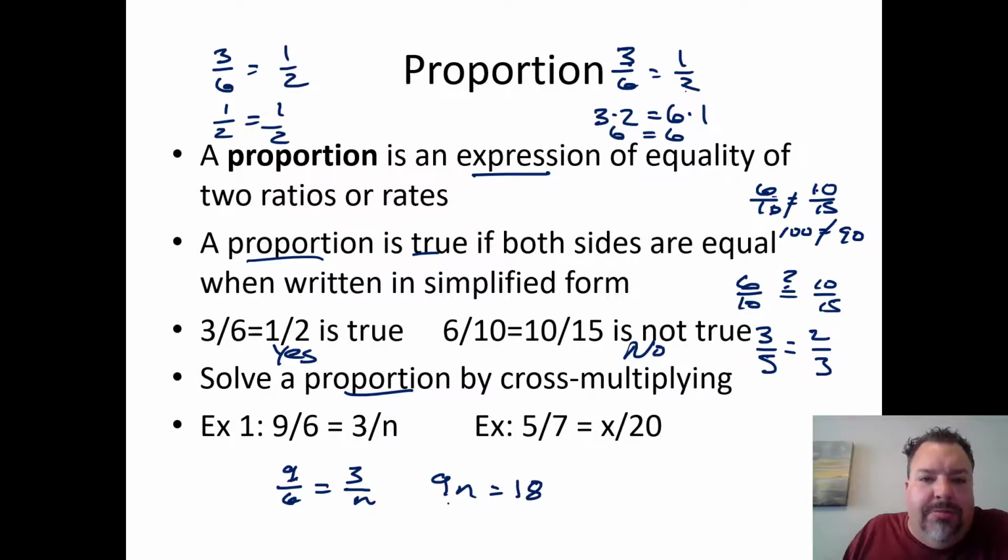And then after you cross multiply, you need to divide by the coefficient, the number that's in front of the n here, attached to the n. In this case, we're going to divide both sides by 9 because this means 9 times n, and we want to figure out what n is. We want to get it by itself, so we get n is equal to 2.